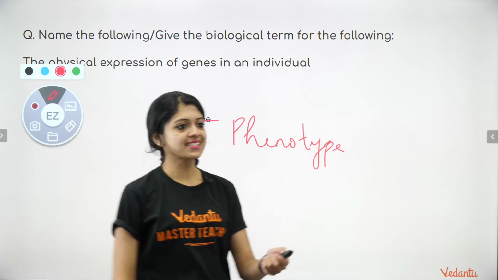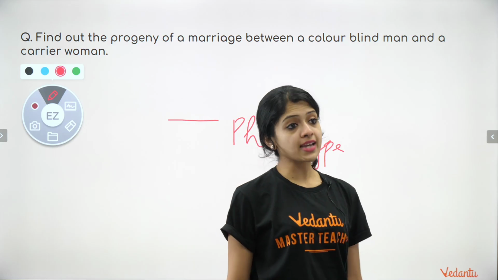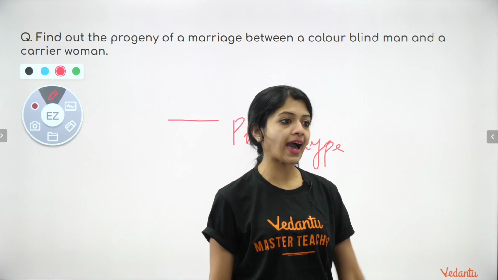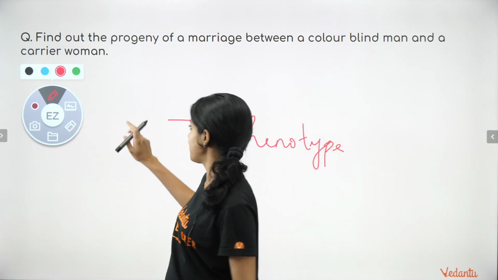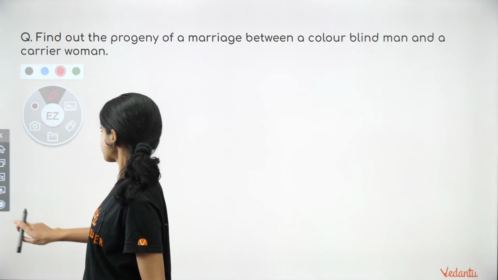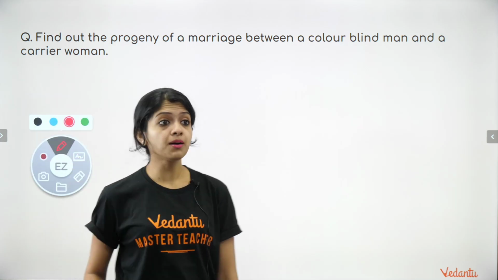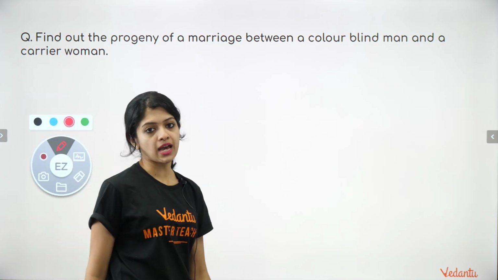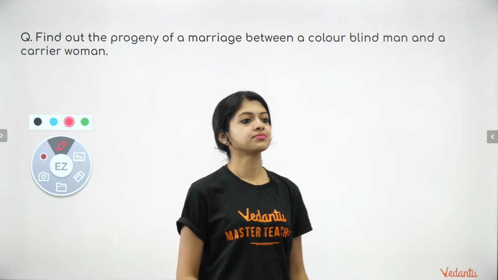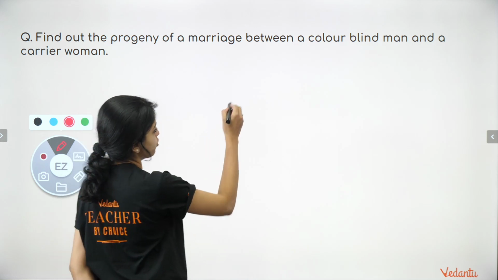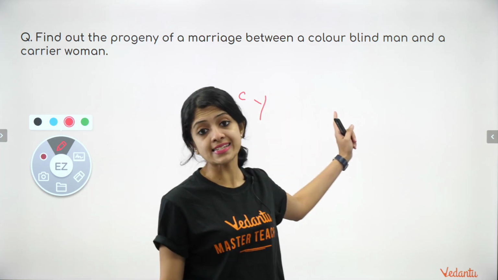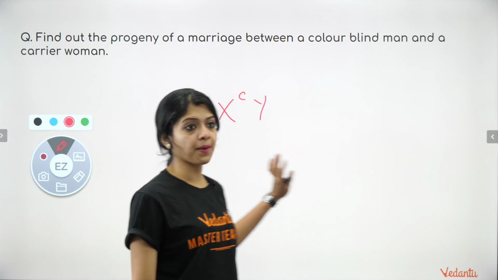Moving on. Find out the progeny of a marriage between a colorblind man and a carrier woman. How do you work this out? Let's look at it. A colorblind man, what do you think his genotype would be? We must do this very fast. The colorblind man's genotype would be XCY, because the color blindness allele is present on the X chromosome.